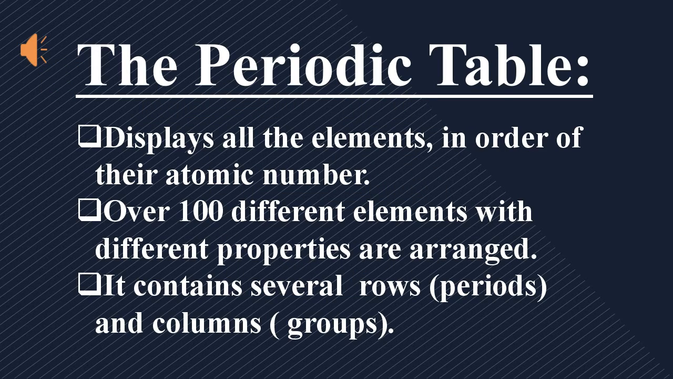Now let us discuss the periodic table. Dear students, the periodic table displays all the elements in the order of their atomic numbers. There are over 100 different elements, each with different properties, which are arranged in the periodic table. The periodic table has several rows, called periods, and vertical columns, called groups.